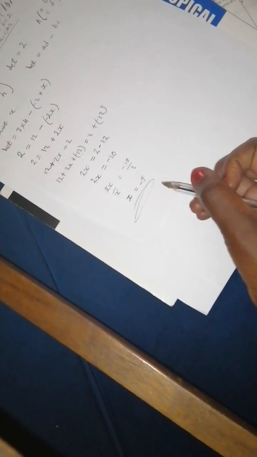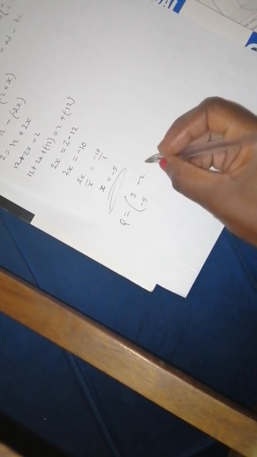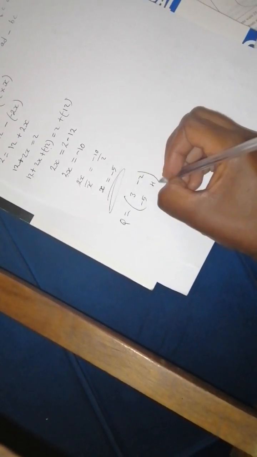So the value of x in this matrix is -5. So matrix Q is 3, -2, -5, and 4. So we are done with question 1.